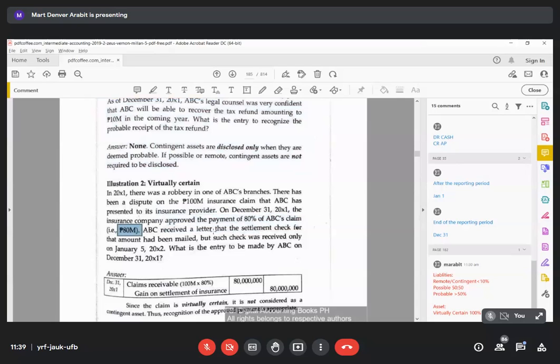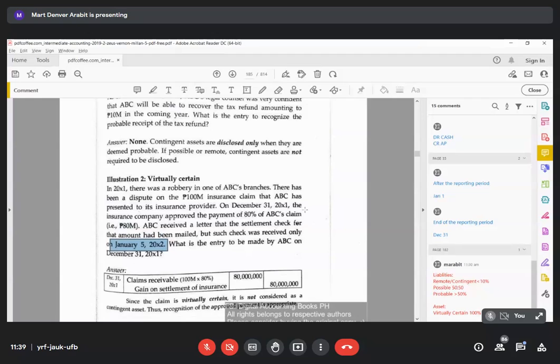ABC received a letter that the settlement check for the amount had been mailed, but such check was received only on January 5, 2022. What is the entry to be made by ABC on December 31, 2021? First of all, check mo if adjusting event siya. Paano mo i-check? Tingnan mo kung kailan nangyari yung approval. Nangyaring approval by December 31, 2021. Therefore, adjusting event siya.